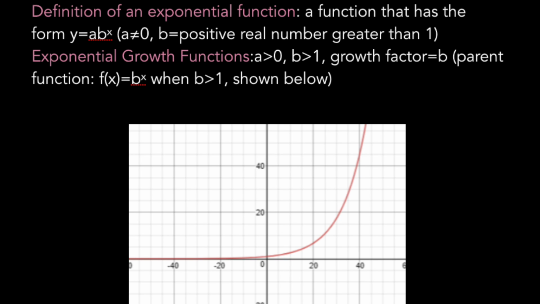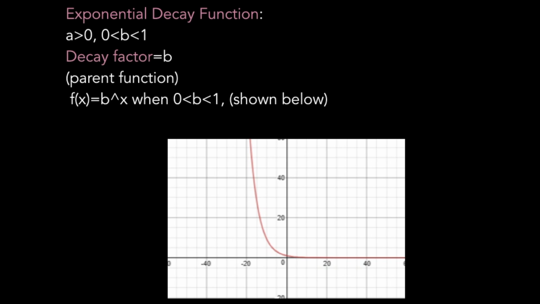The first graph shows the parent function of an exponential growth function, which is f of x equals b to the power of x when b is greater than 1. An exponential function is an exponential decay function when a is greater than 0 and b is between 0 and 1. The variable b stands for the graph's decay factor. This second graph shows the parent function of an exponential decay function, which is f of x equals b to the power of x when b is between 0 and 1.